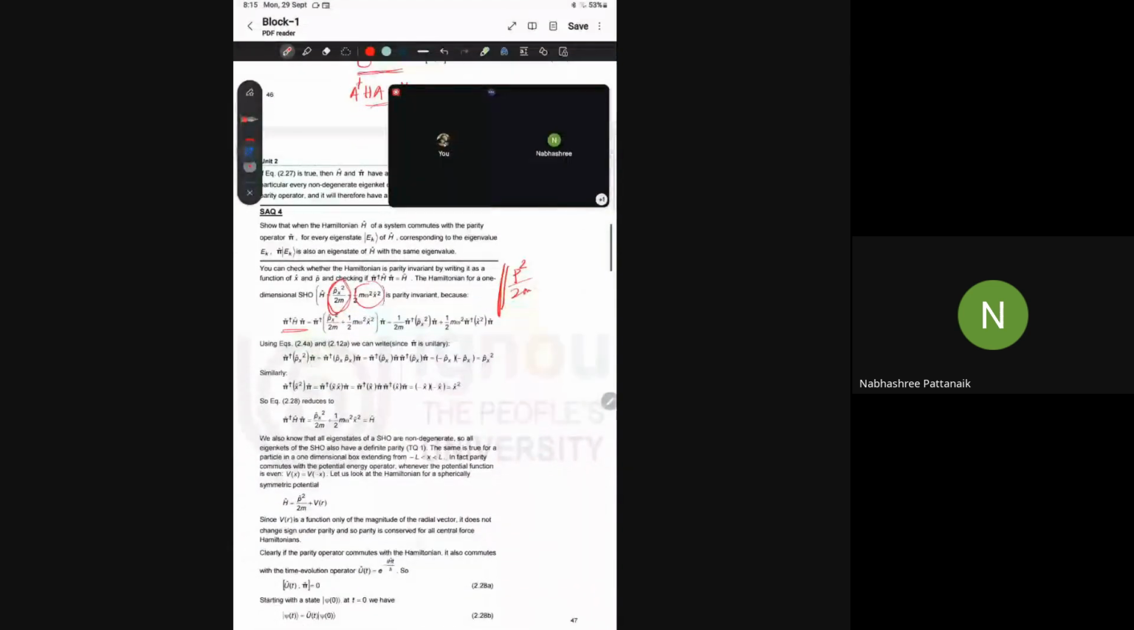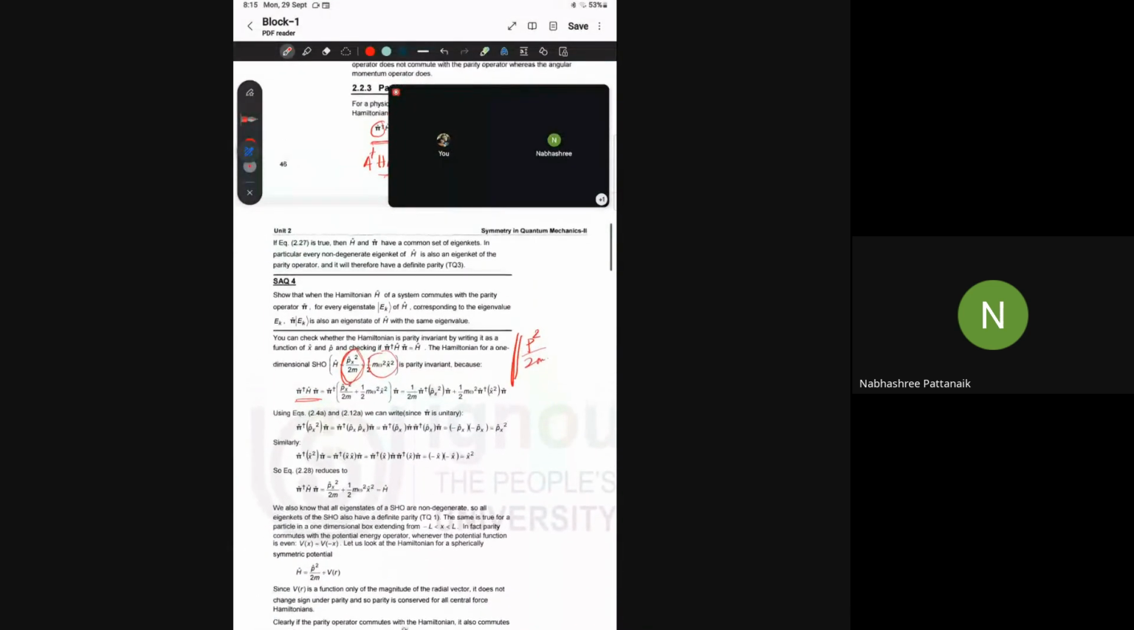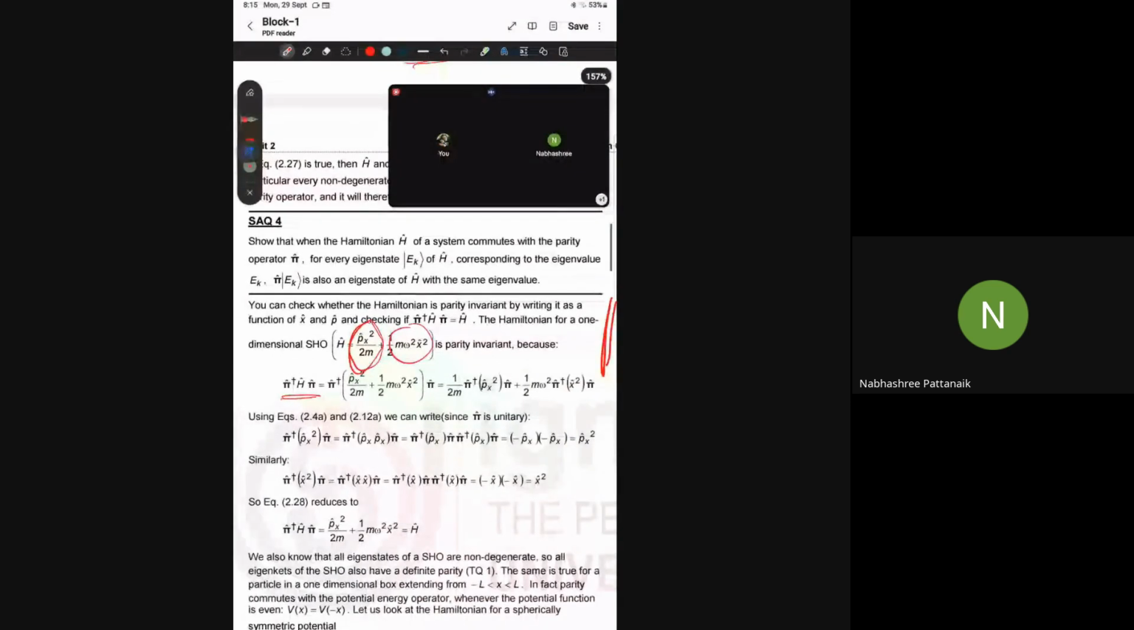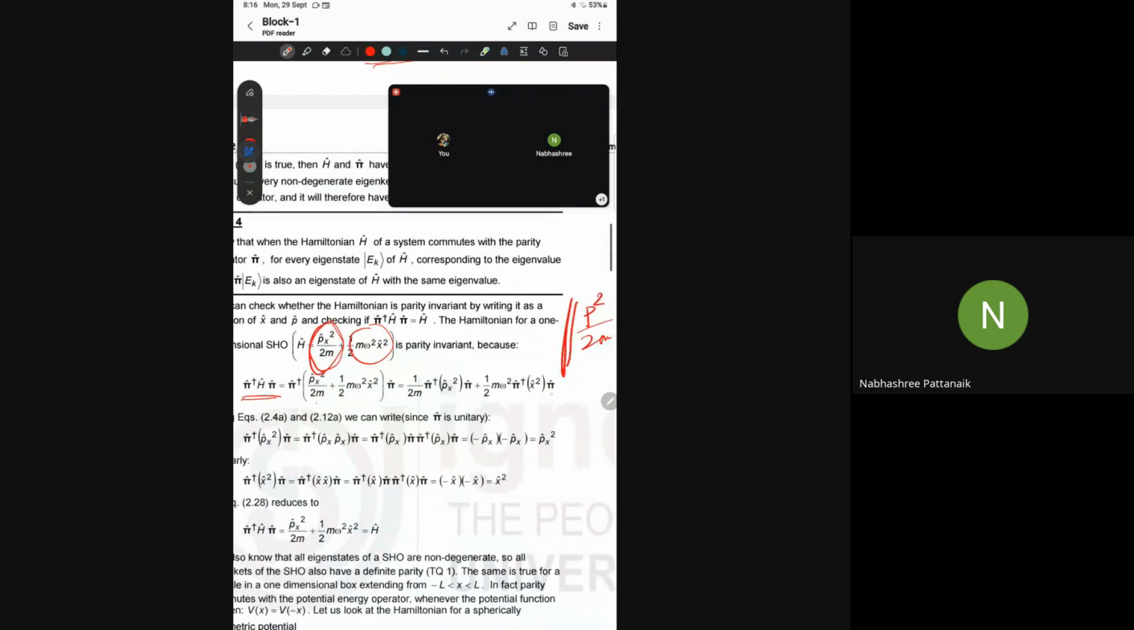Now we are trying to calculate the same quantity, pi dagger H pi. So in place of H, I write p_x square by 2m plus half m omega square x square, inside pi dagger and pi, right? Opening the bracket, we get 1 by 2m pi dagger p_x square pi plus half m omega square pi dagger x square pi, right?